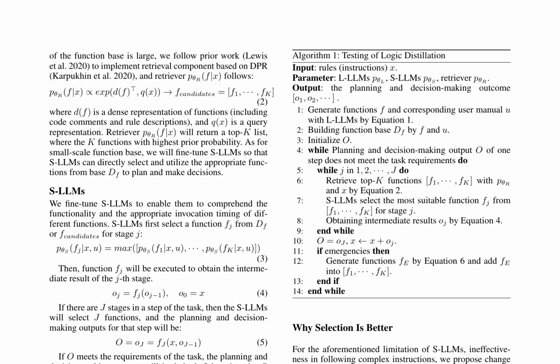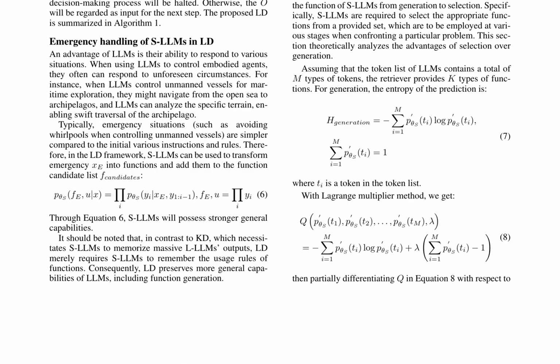The paper also discusses the advantages of selection over generation for S-LLMs, as it reduces the entropy of the prediction. Using the Lagrange multiplier method, the optimal probability distribution for each token in the token list can be calculated. The paper concludes that the proposed LD method preserves more general capabilities of LLMs compared to knowledge distillation, KD, which requires S-LLMs to memorize massive LLM outputs.